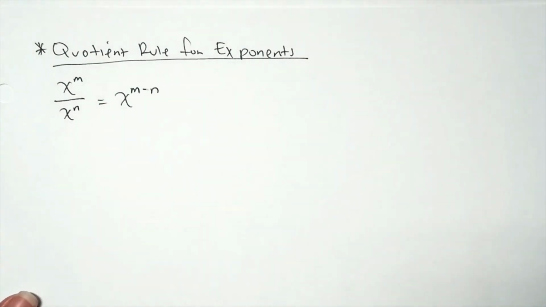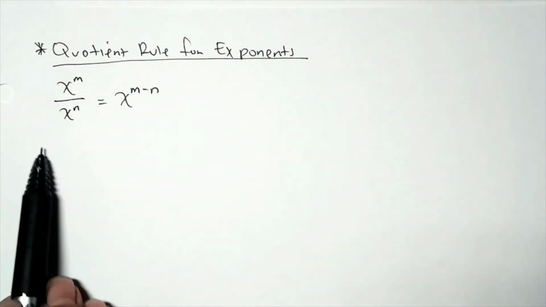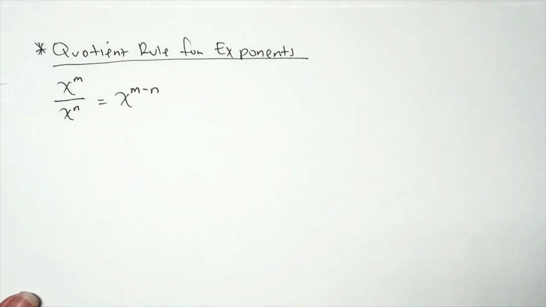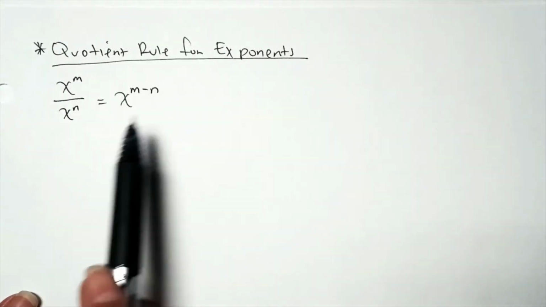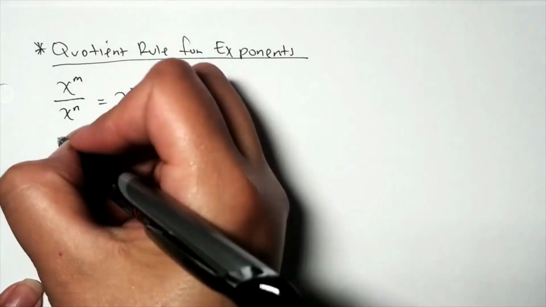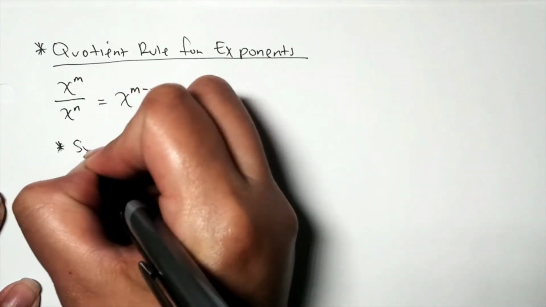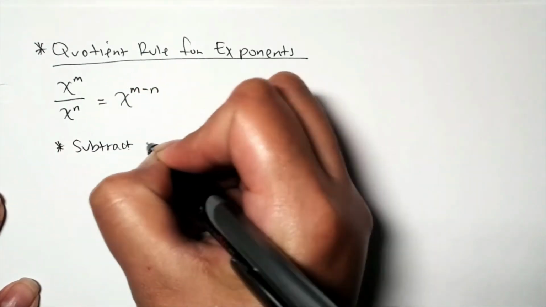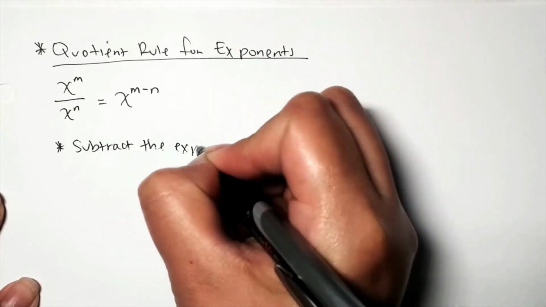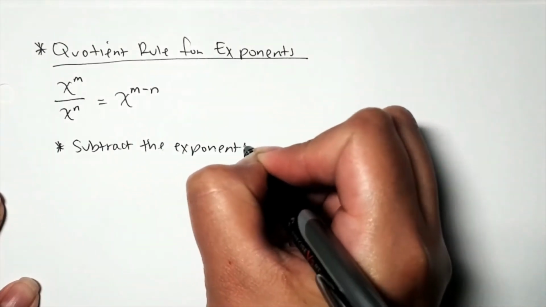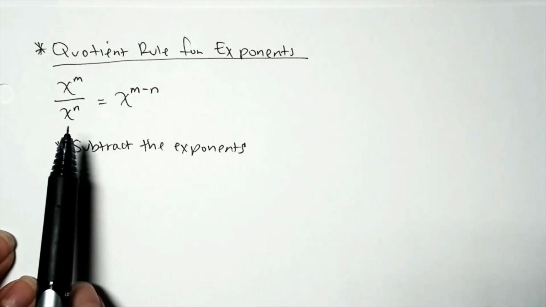Okay, so what did we do? We were dividing two things that have the same base. How are we gonna handle it? We're gonna keep the base and subtract the exponents. So let's go ahead and put that love note. Subtract the exponents. Okay, this is how you're gonna see it in every book.